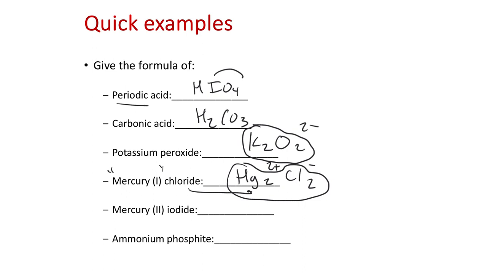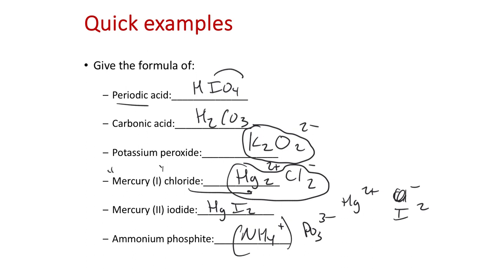Mercury 2 iodide would just be the ordinary. Mercury does form the ordinary 2 plus. Iodide is I minus, I'm going to need 2 of them, so HgI2. And then ammonium phosphite: NH4 plus, PO3 3 minus, 3 of the pluses to balance out the 3 minus. So (NH4)3PO3.